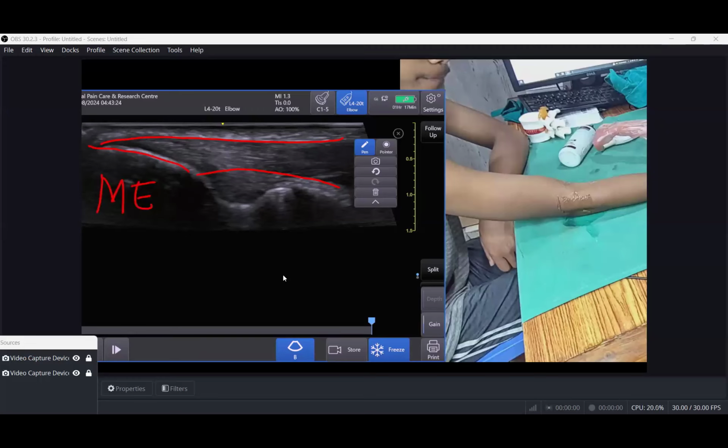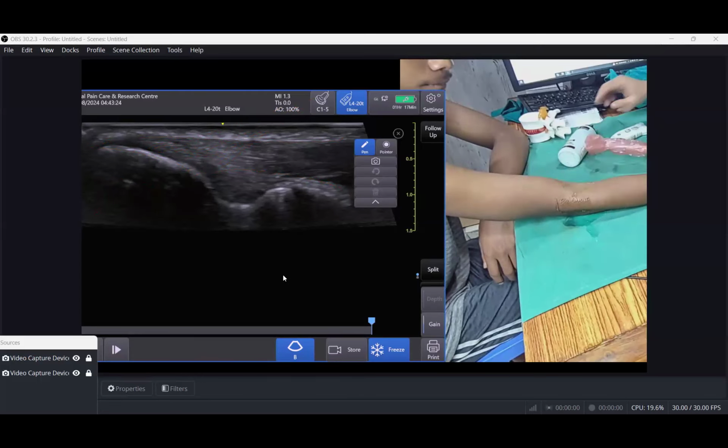So this is the medial epicondyle. If there is a tear here, this can commonly give rise to golfer's elbow. In golfer's elbow, like in tennis elbow, you can inject PRP in-plane within the tendon, and you can also do multiple fenestrations of this tendon to promote healing. So this is the medial side, and that one was the lateral side.